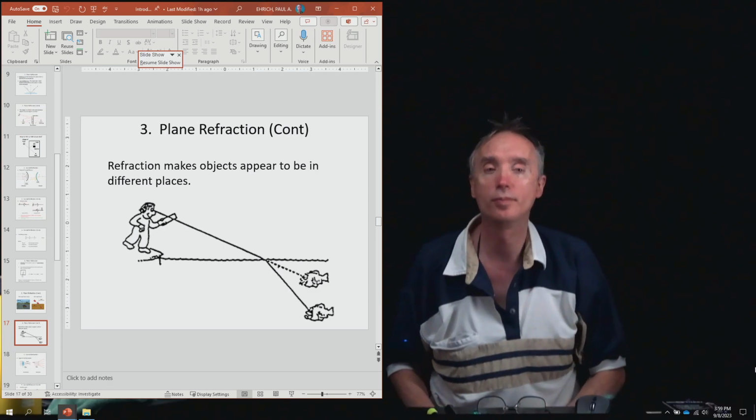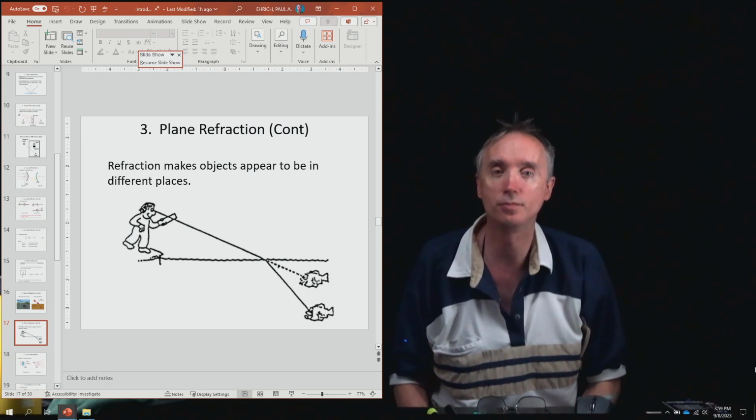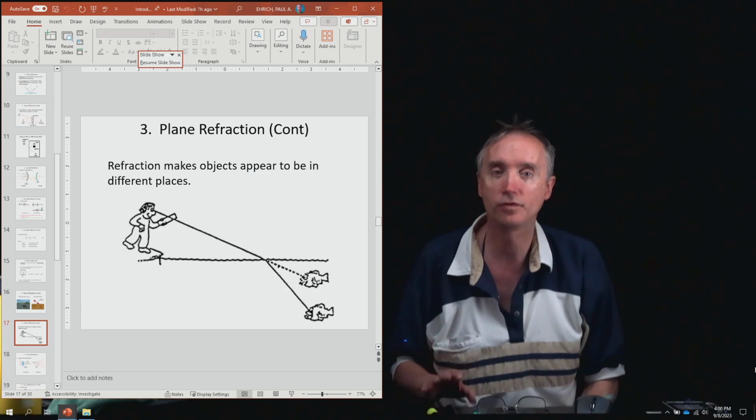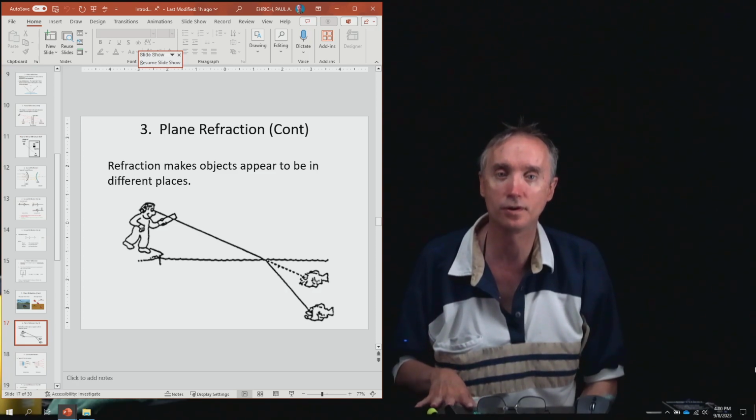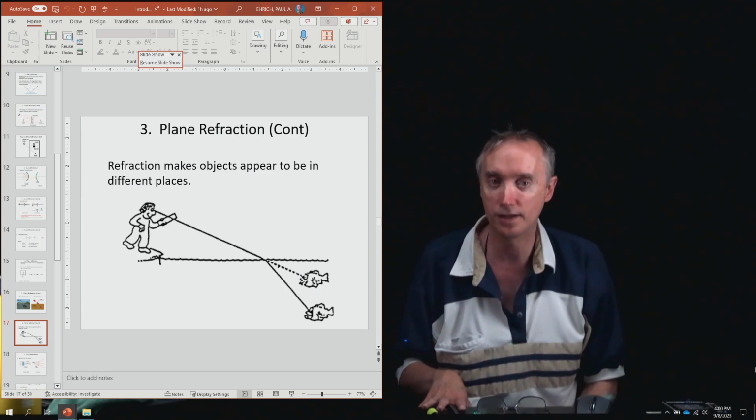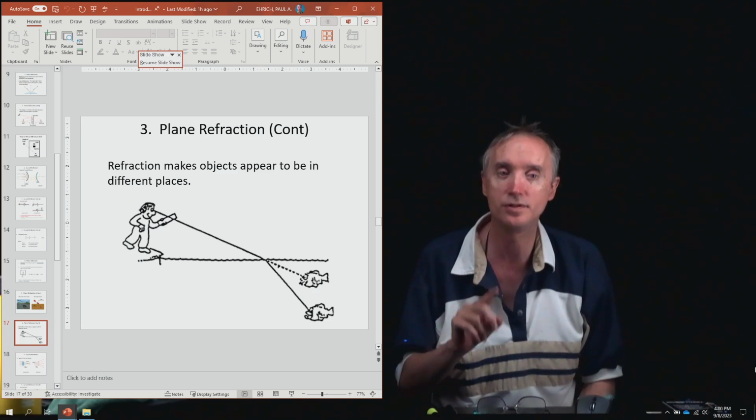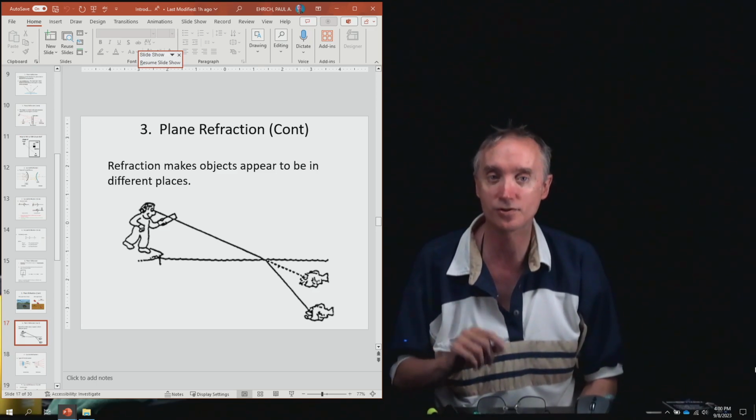Okay, now we're back, and I also wanted to point out that refraction makes objects appear to be in different places. Now this is going to be different than reflection.